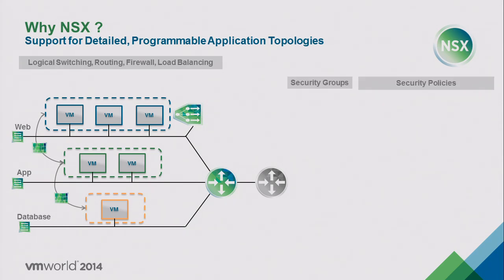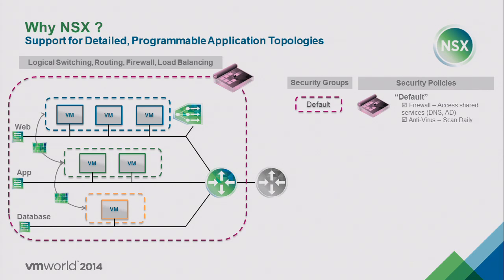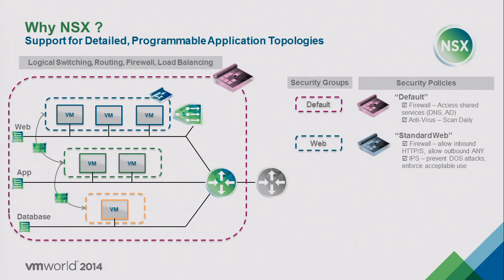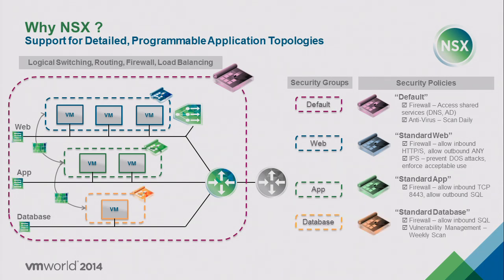And then we have these security groups and policies. And so what you can see here is a default security group with a policy here that allows certain access to certain shared service and antivirus. And in fact, the entire application itself is a member of that particular security group. Then we also have context of the application itself. So we can place web virtual machines into a security group and apply specific security policy for those web servers, allowing HTTP and HTTPS traffic and intrusion protection. Same thing with application and database. So you can see we maintain all of the context of that application.